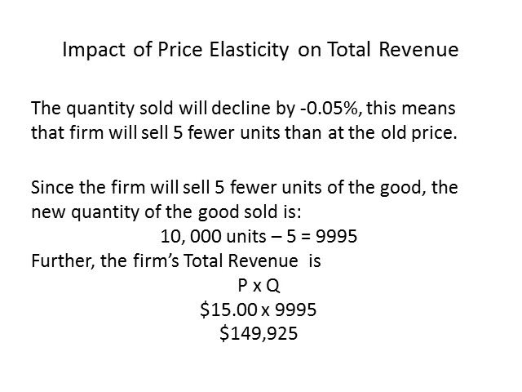Since the firm will sell 5 fewer units of the good, the new quantity of the goods sold is 10,000 units minus 5 units, which is equal to 9,995 units. Further, the firm's total revenue is price times quantity, or $15 times 9,995, giving a total revenue of $149,925.